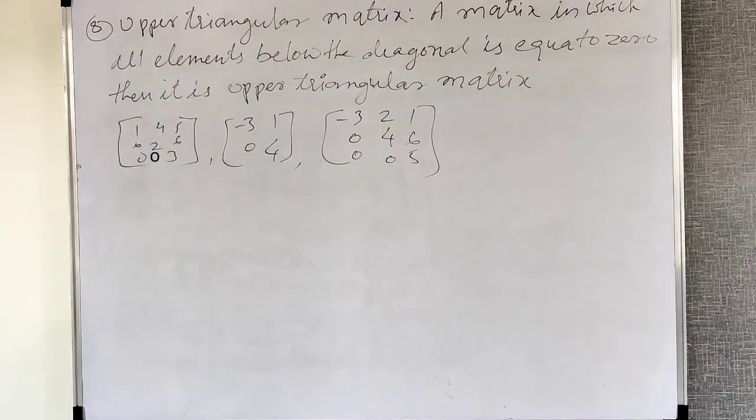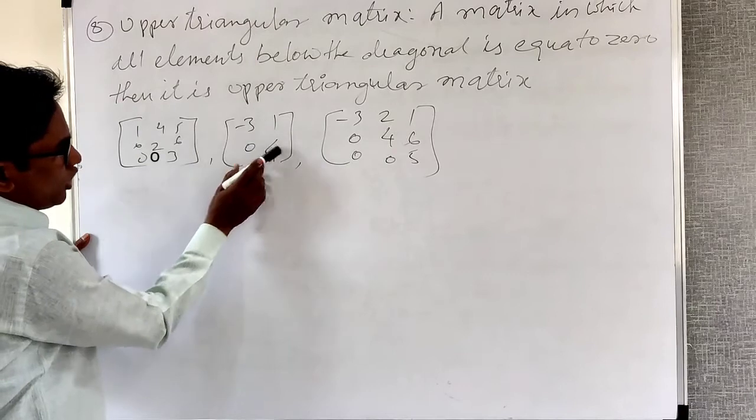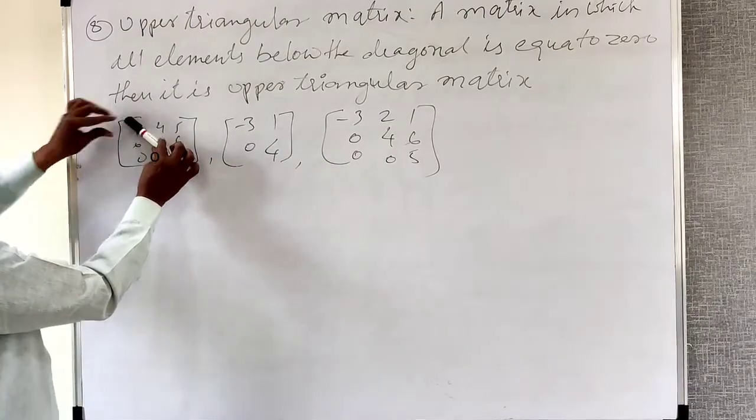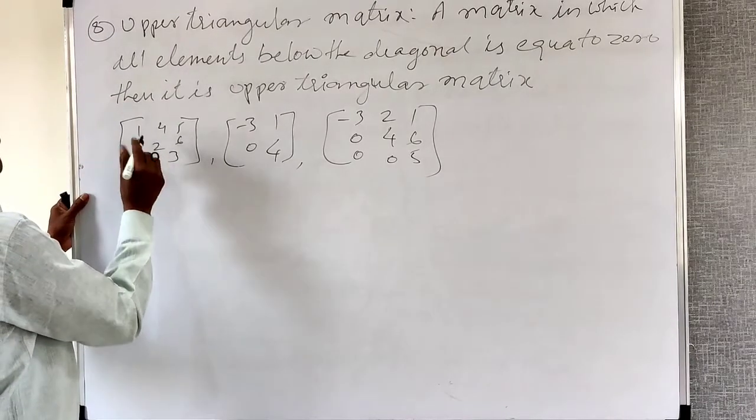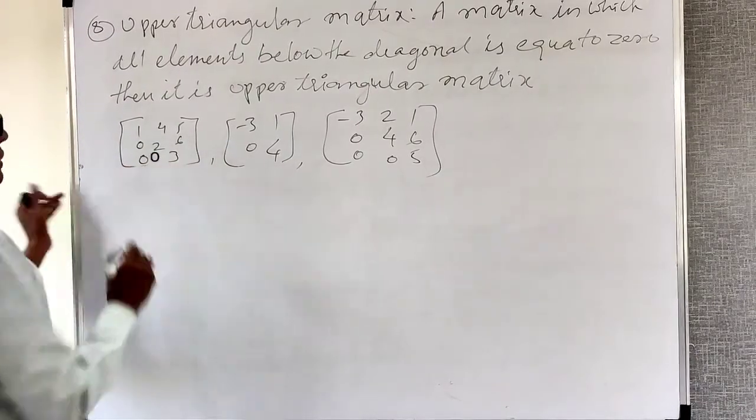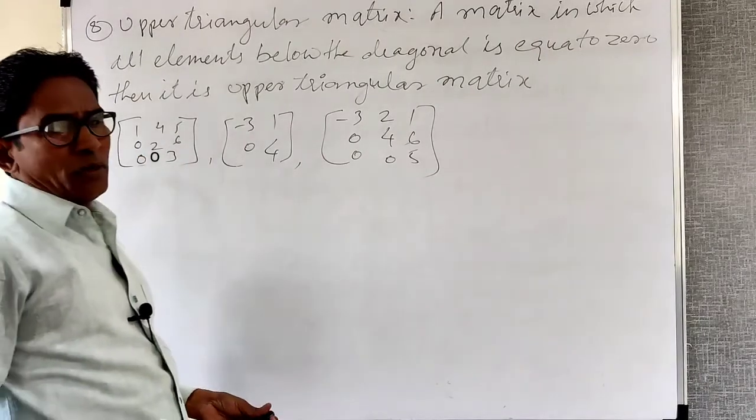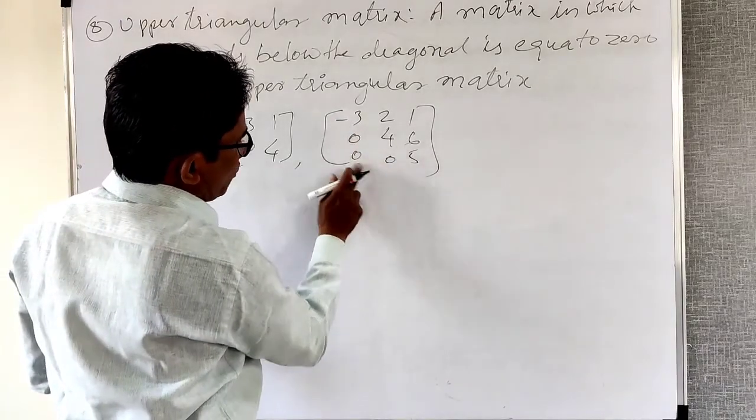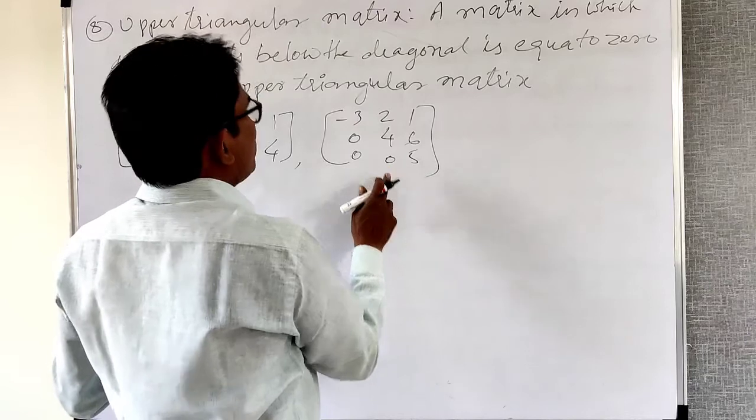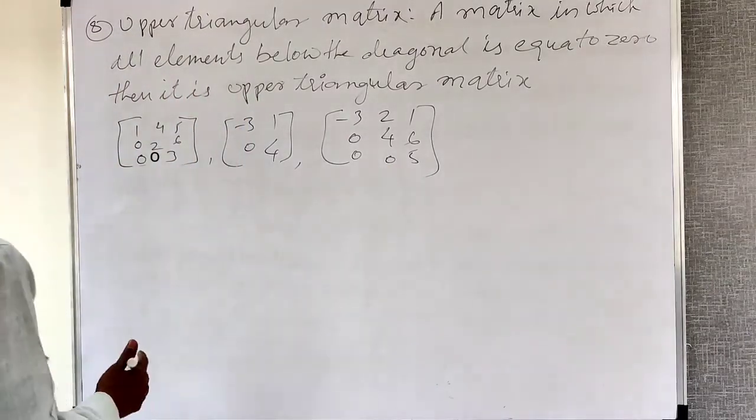So look here, upper triangular matrix means the elements below the diagonal are equal to 0. Then it is called an upper triangular matrix. Then we can say that the given matrix is an upper triangular matrix.